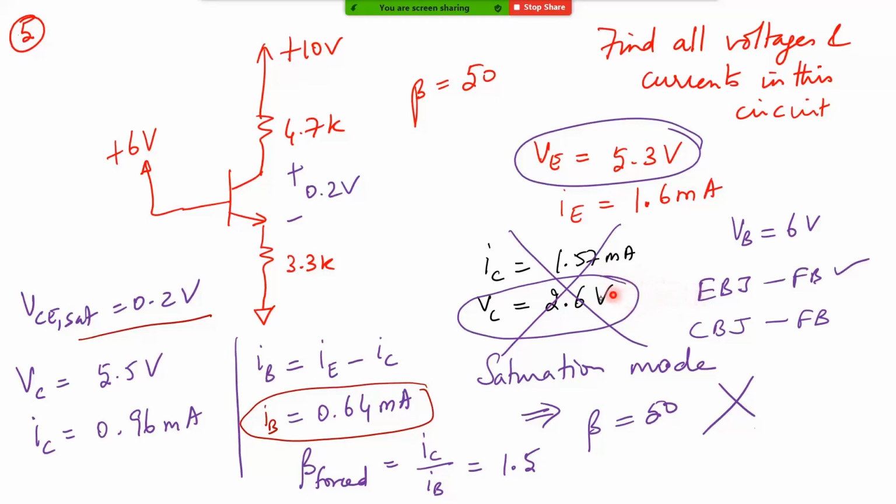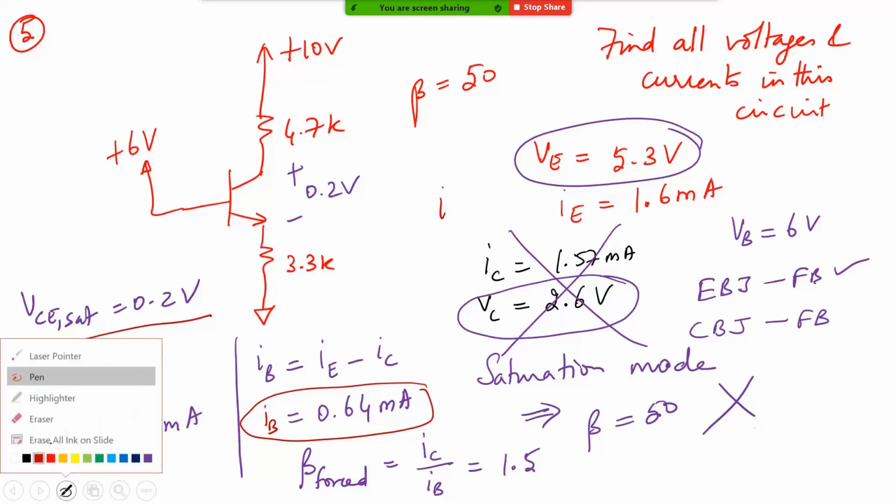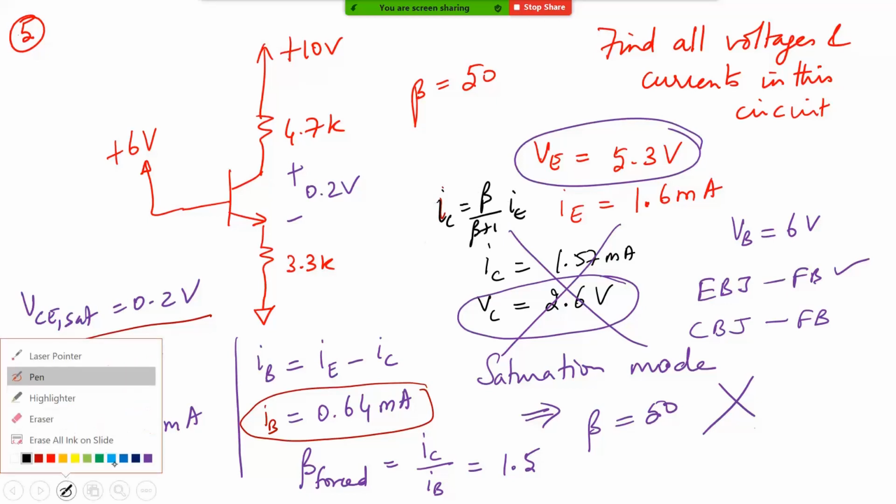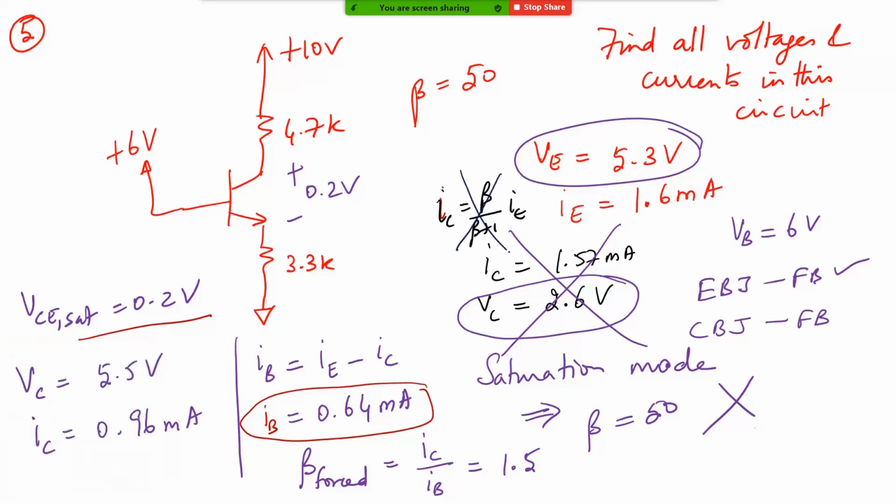So we need to understand that this transistor is not in the reverse active mode either, because this junction is forward biased. And it is not in the cutoff mode either, because some current is flowing. So the only other option is saturation mode. If it is in the saturation mode, what happens to this beta value when calculating IC? Usually you would have written IC is equal to beta by beta plus 1 times IE. This formula does not work. You have a beta forced, which is different.